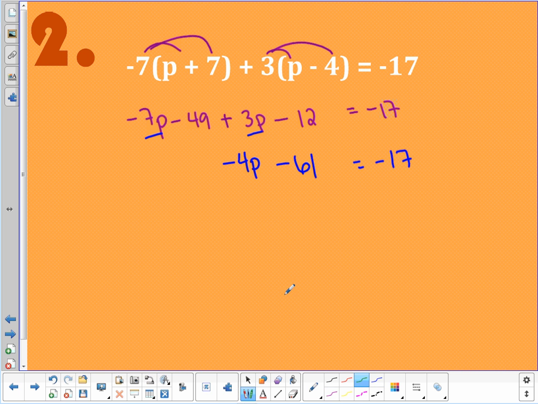Then the next thing I would do is cancel this -61 here. So I'm going to add 61 to both sides. And when I do that, I have -4p, which is equal to -17 plus 61. -17 plus 61 is 44. And the last thing, divide by that coefficient. Divided by -4, I get p is equal to -11.